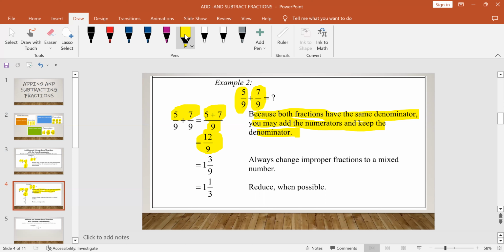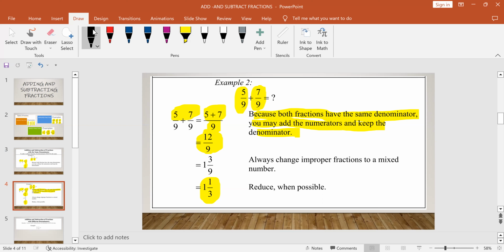You have to understand that there is a way you can change an improper fraction into a mixed number, which is not the purpose of this video because it's going to be too long. But I could quickly remind you that when you have 12 over 9, an improper fraction, and you want to change it into a mixed number, you do long division. So we take 12 and divide it by 9. How many times does 9 go into 12? One time.